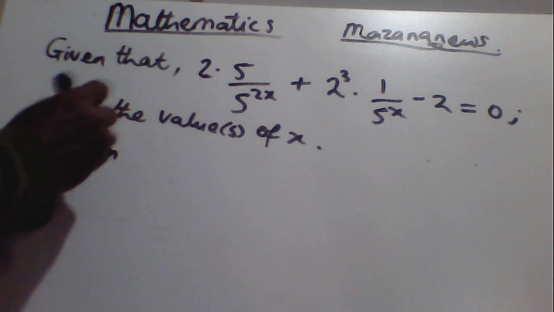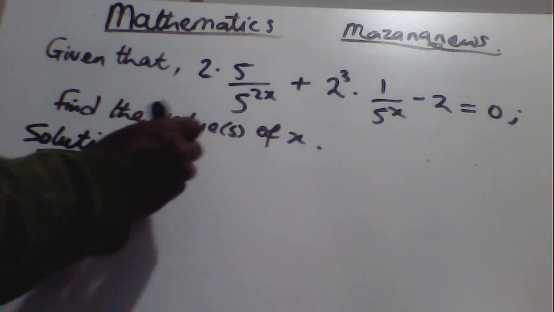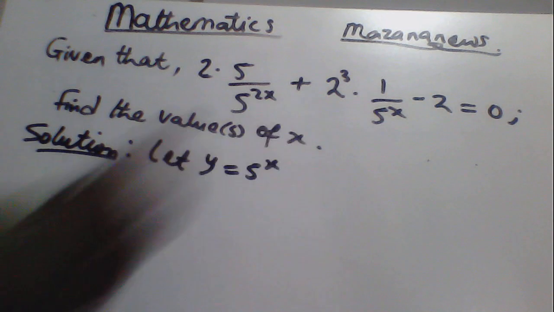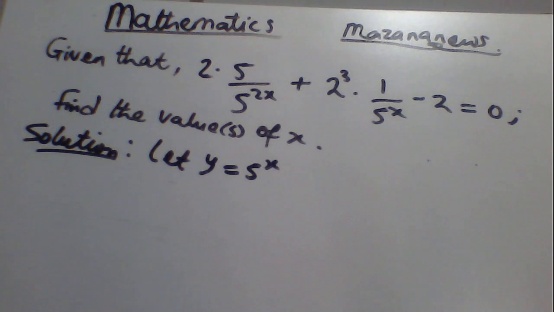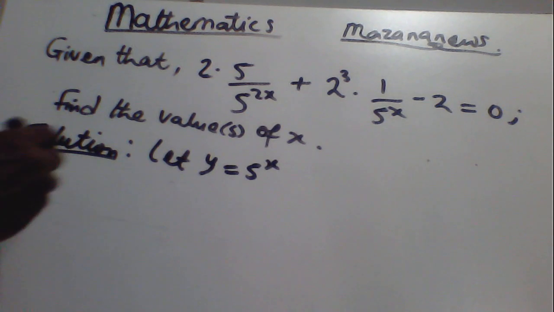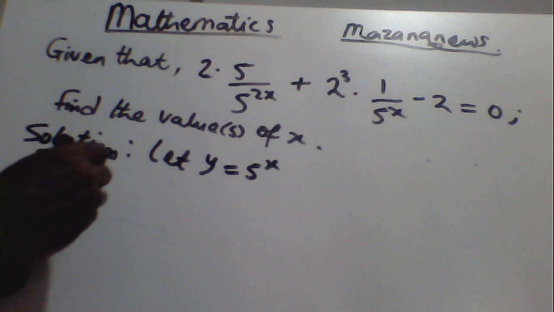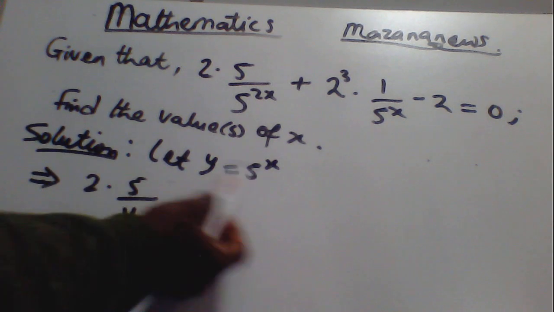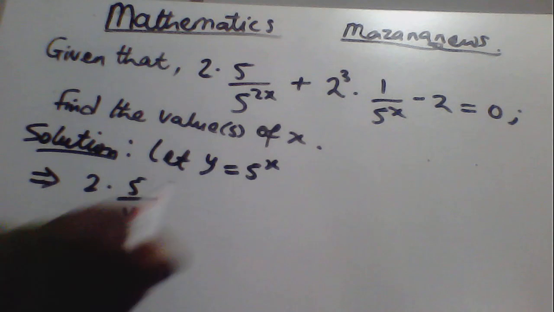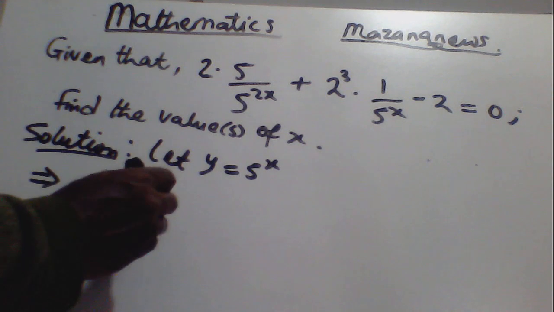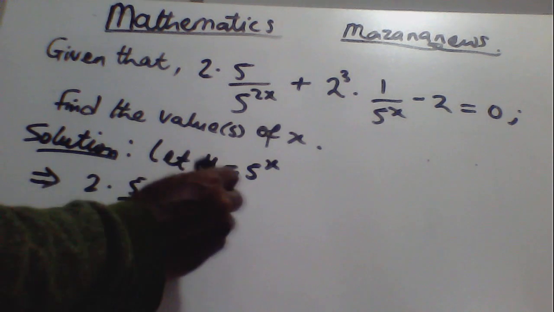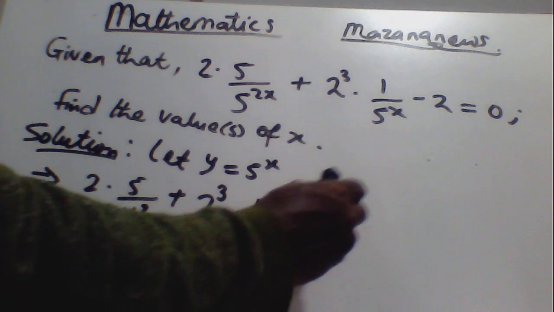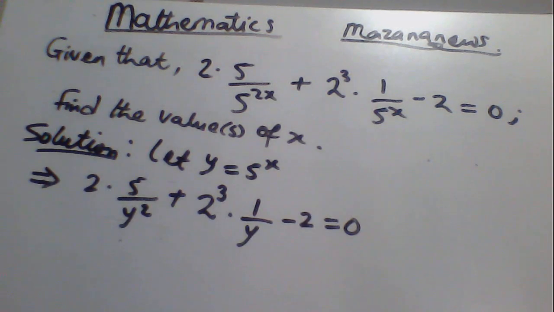Solution. In this case, let y equal 5 raised to the power x. So this implies we have 2 multiplying 5 over y squared, because y equals 5 raised to the power x, plus 2 raised to the power 3 dot 1 over y minus 2 equals 0.